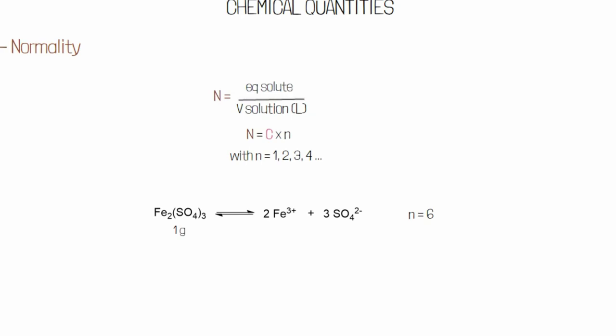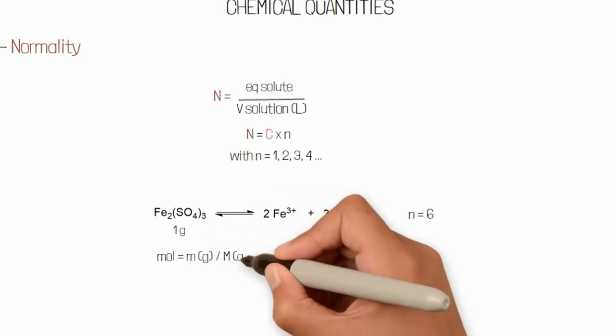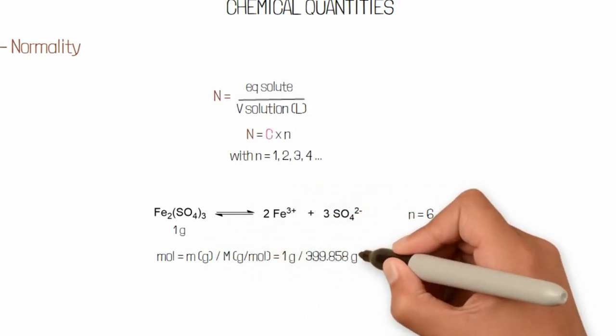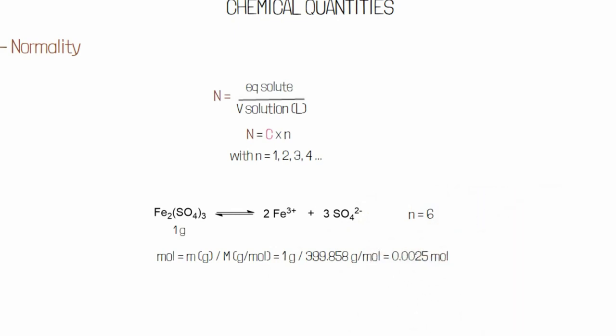So before calculating equivalents, let's calculate the moles of 1 gram of iron sulfate, which as we know is the mass divided by the molar mass. So it's 1 gram divided by the molar mass of this iron salt, and everything is equal to 0.0025 mole. This is the mole of this salt.